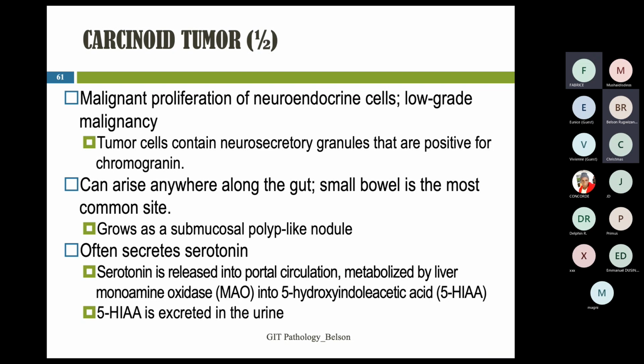So we end this part of small intestine with carcinoid tumors. Nazivuzeho kare mu gitondo tuvuga carcinoid cardiac disease. So there are tumors arising from neuroendocrine cells. They can be low grade, they can be high grade malignancies. So they can arise anywhere in the gut. Ahanga harimo neuroendocrine cells anywhere they are.